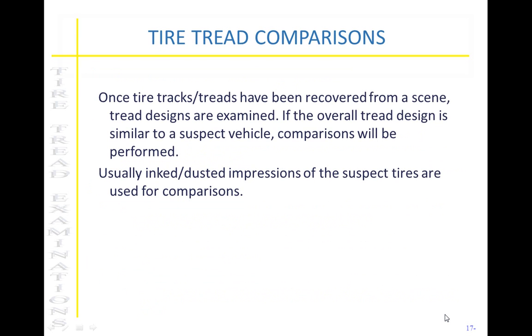So once the tire treads have been recovered from a crime scene, you're going to look at the overall tread design to see if it is similar to a possible suspect vehicle, and then comparisons will be made. For comparisons to be made from the tires from that suspect vehicle, there either needs to be inked or dusted impressions or cast impressions made from those suspect tires.